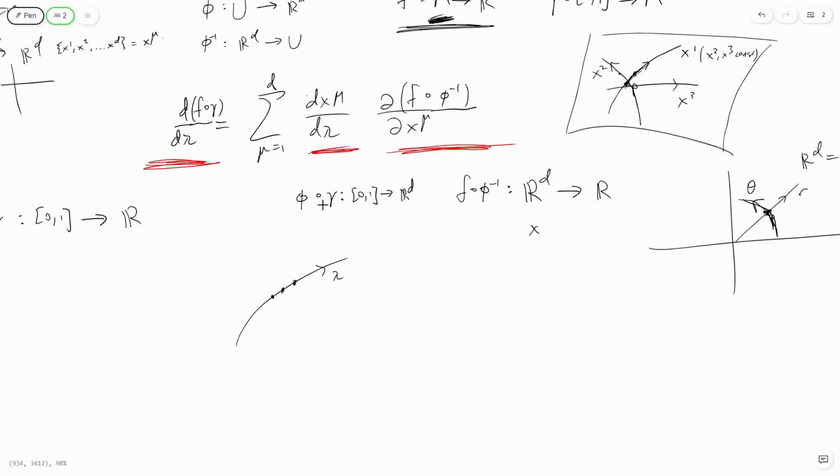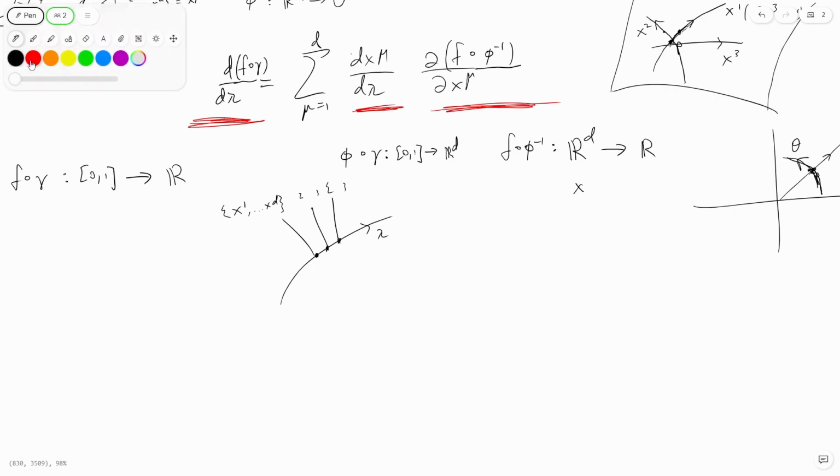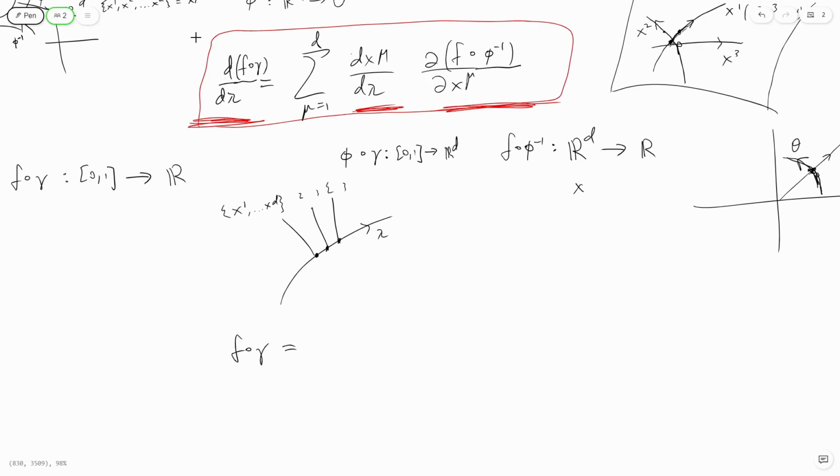So this point on the curve has coordinates x1 all the way to xd. This point gives us a different value for the coordinates, and this point gives us different values of the coordinates as well. And we're asking now how each one of them changes when we move along the curve lambda. In essence, what this entire statement is saying is that we're breaking down a map f composed with gamma into an intermediate coordinate-dependent representation.